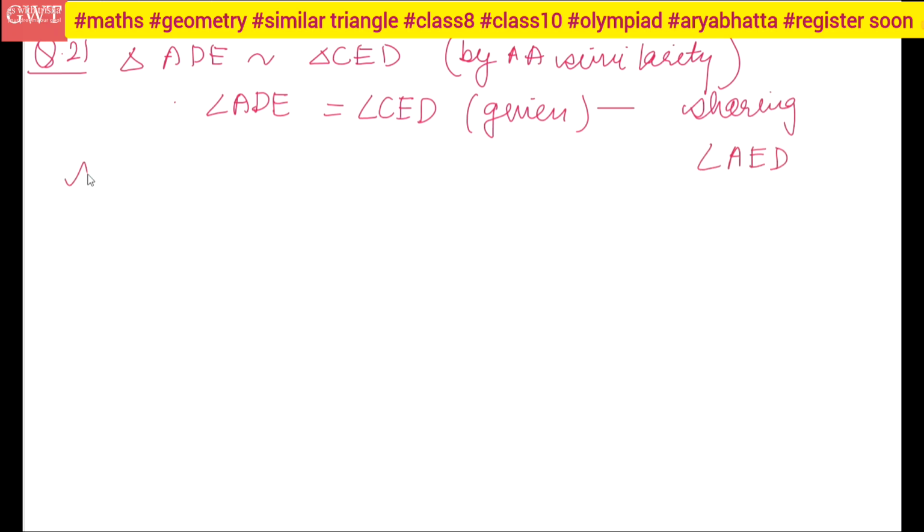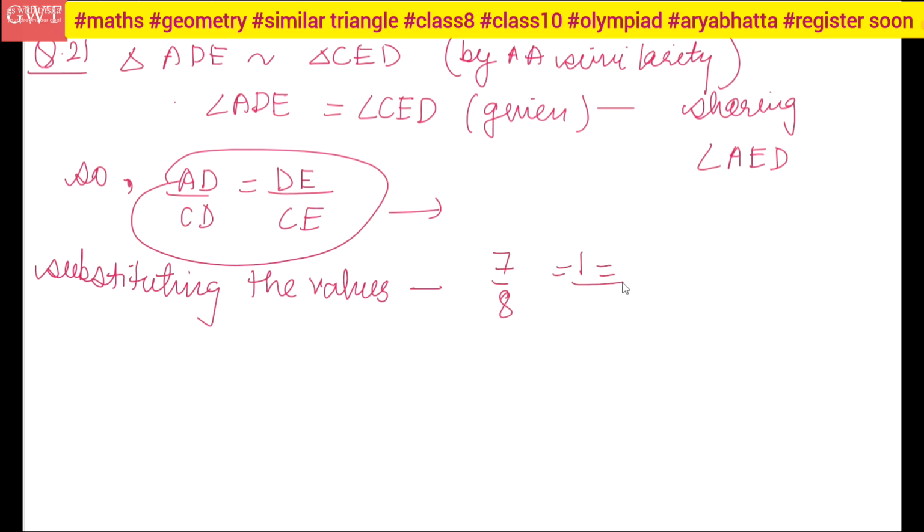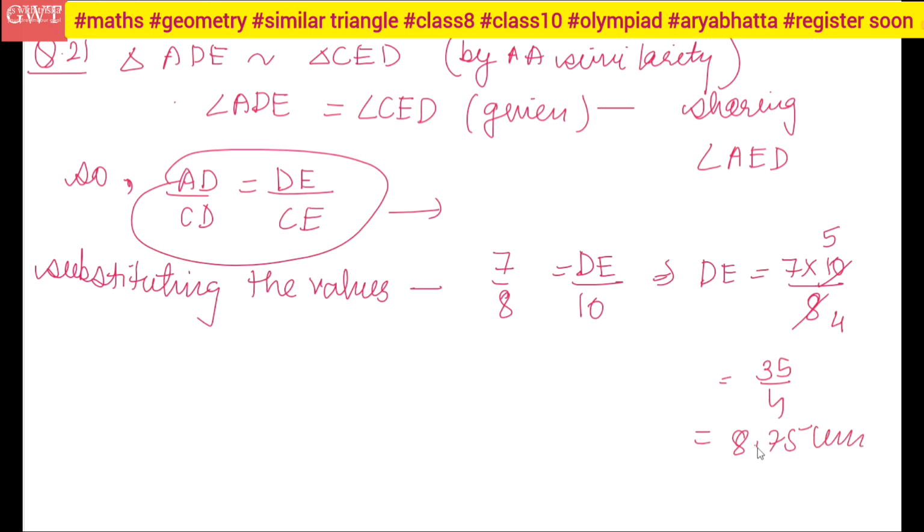AED. So I can say that AD upon CD equals DE upon CE. Now all these values are given in the question, so I will substitute them. Substituting the values, I get 7 upon 8 equals DE upon 10, which implies that DE equals 7 into 10 by 8, which is 35 upon 4, or 8.75 centimeter. That is DE. You got it?